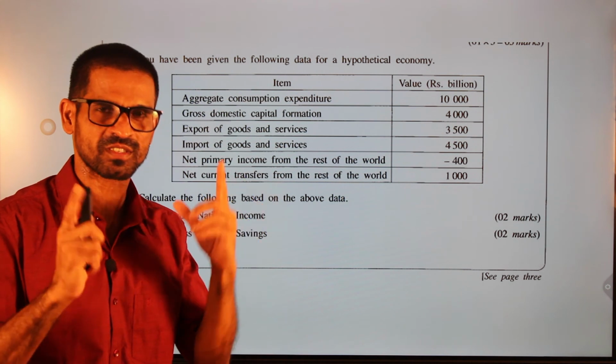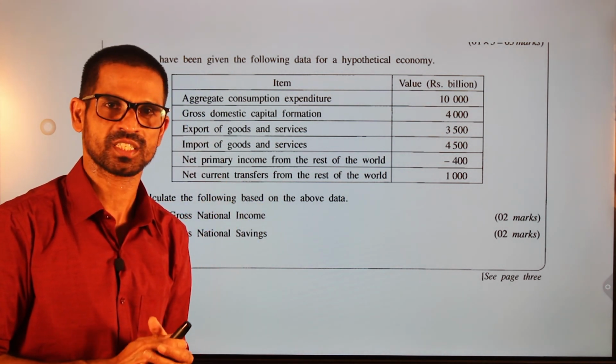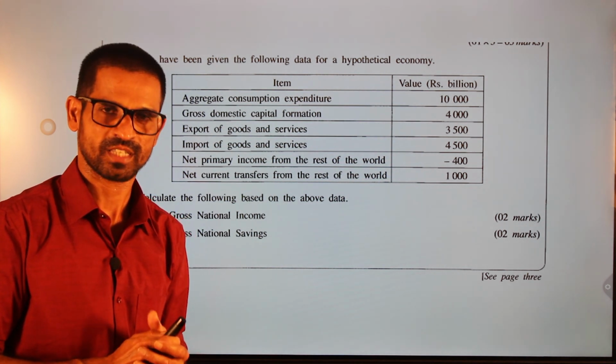Listen to the same thing several times. Then only you will understand. Otherwise you will not understand it. Alright? So first time listening is not enough.